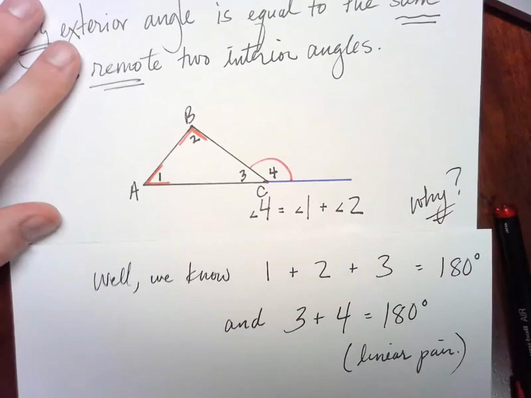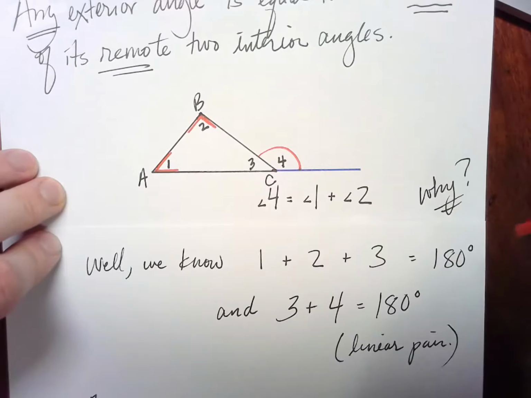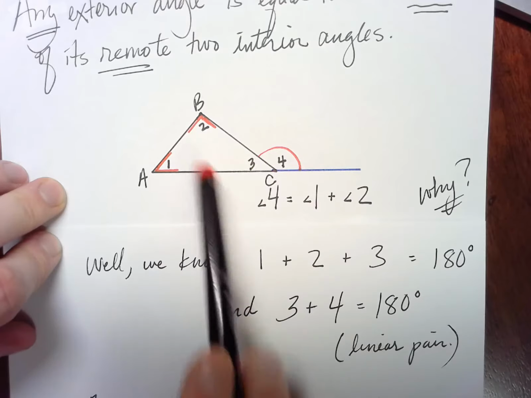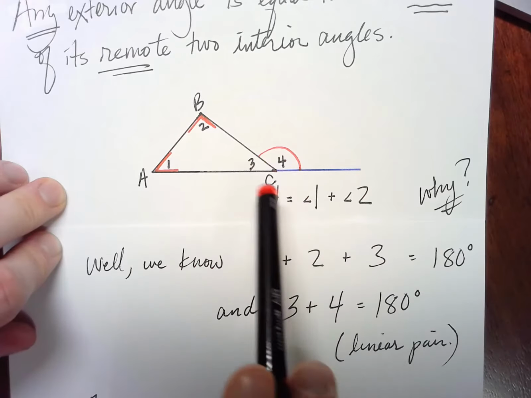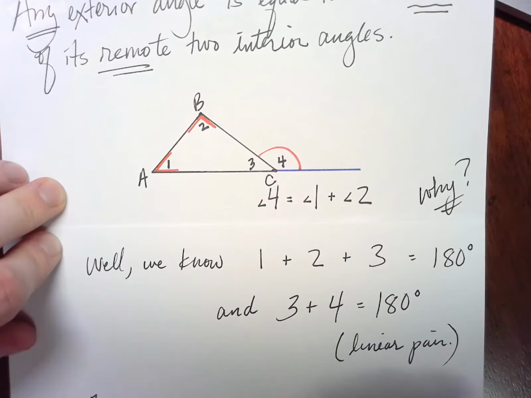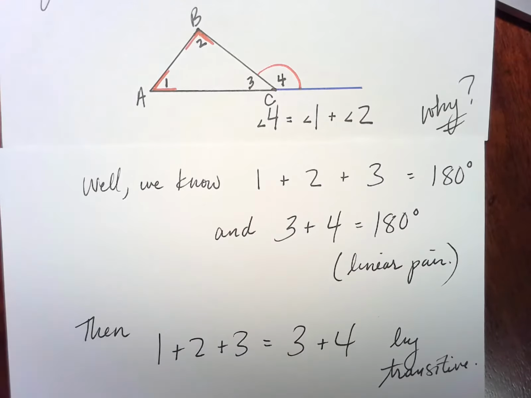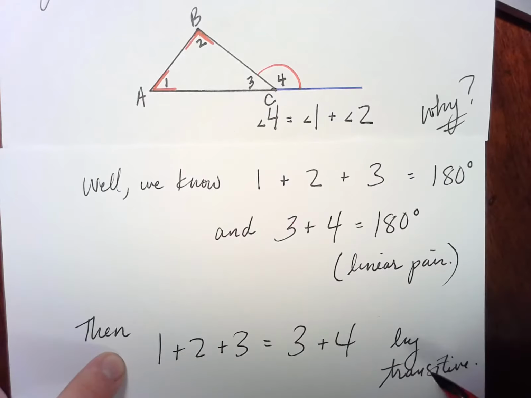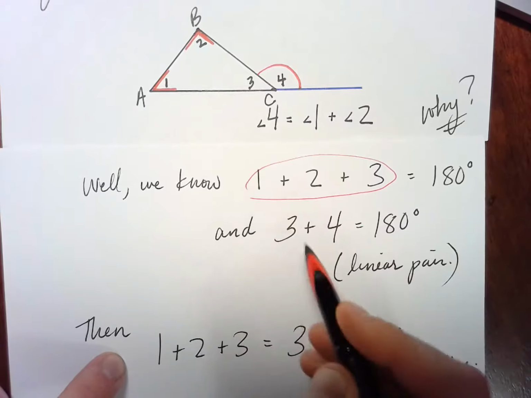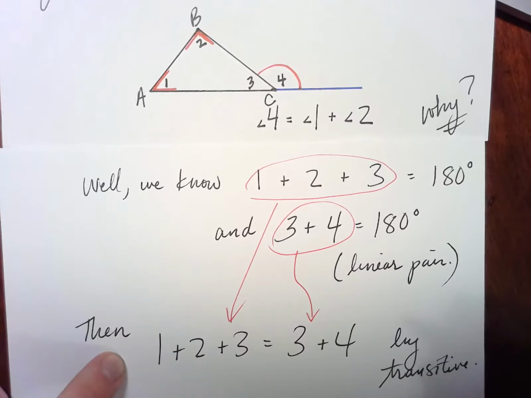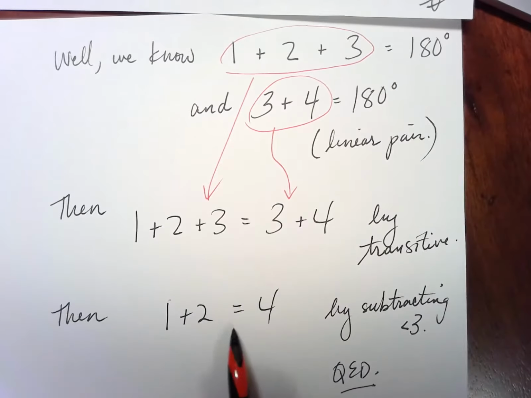Well, here's our triangle. We know that angle 1 plus 2 plus 3 equals 180 because that's the triangle here. And we know angle 3 plus 4 is 180 because it's a linear pair. Then 1 plus 2 plus 3 equals 3 plus 4 by transitive. So I'm just taking this bit and this bit, and since they're both equal to 180, I'm just going to set them equal to each other, by transitive. But then by subtracting angle 3, I have 1 plus 2 equals 4. And so there I am, QED.